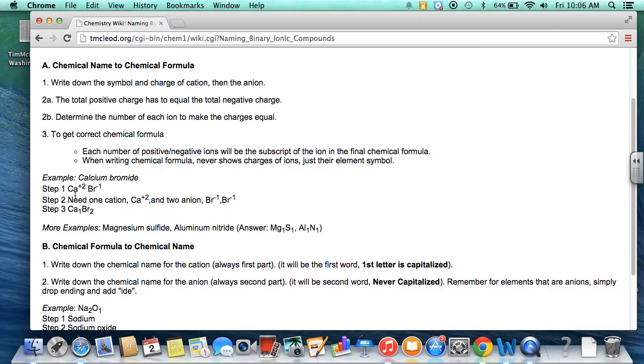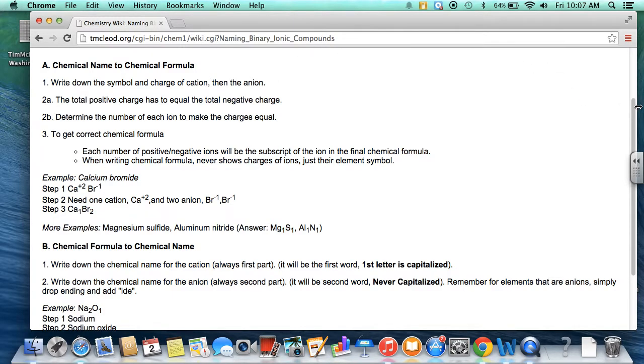What I would expect to see for work on this one is, after I give you the problem of calcium bromide, you would show me Ca 2 plus, Br 1 minus, and then leave a little space. Then you show me the chemical formula, which is Ca1Br2. Step 2, you don't have to show me. And you do that for every single chemical name to chemical formula.